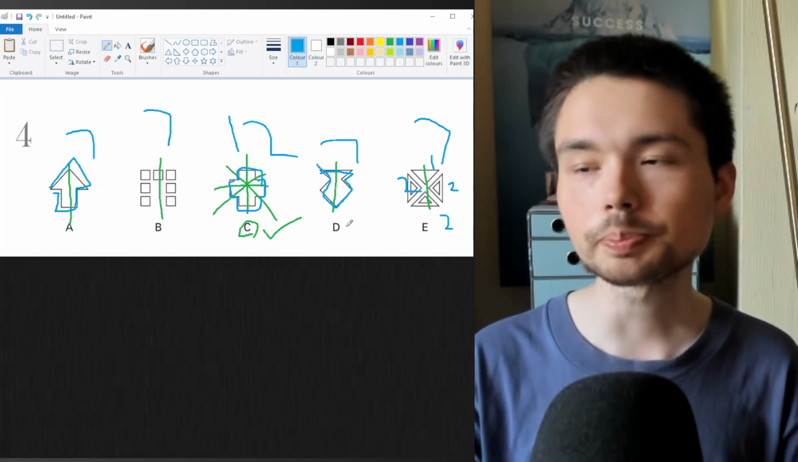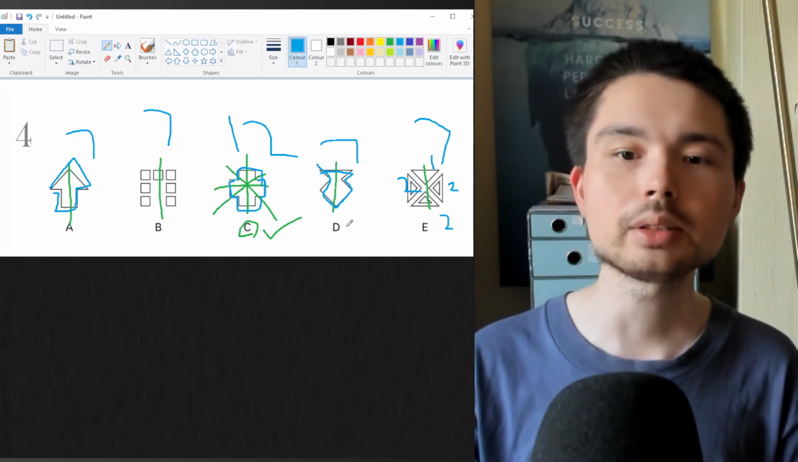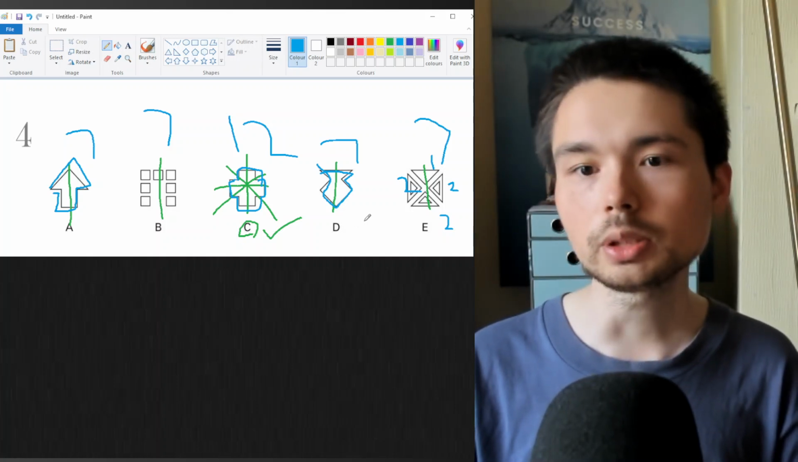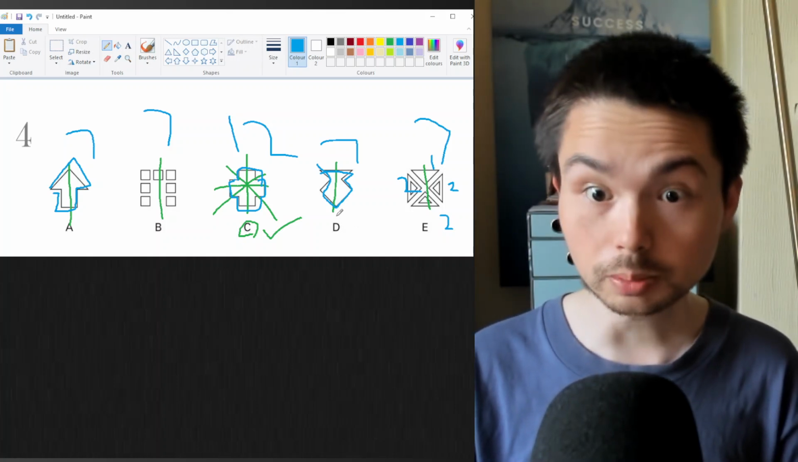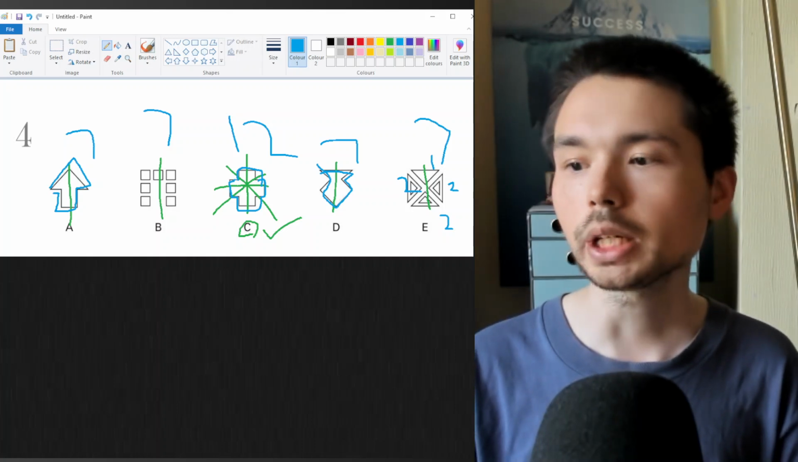I like my reason. Shown in green, those are the lines of symmetry. They all have one line of symmetry except C, which has 4.